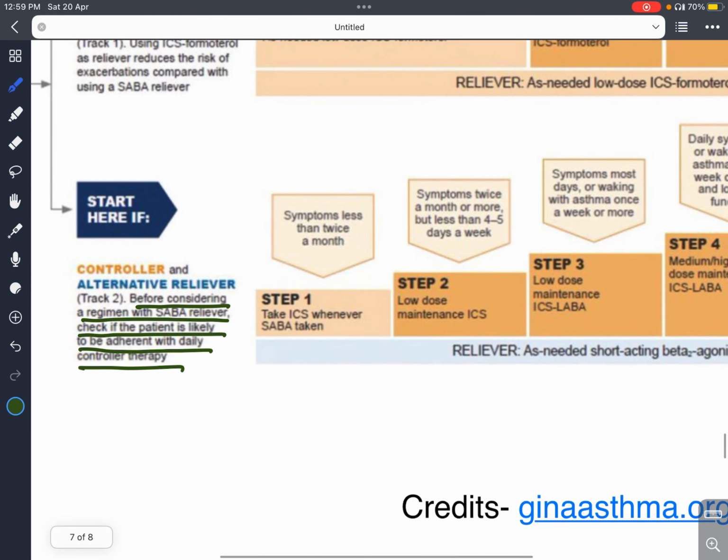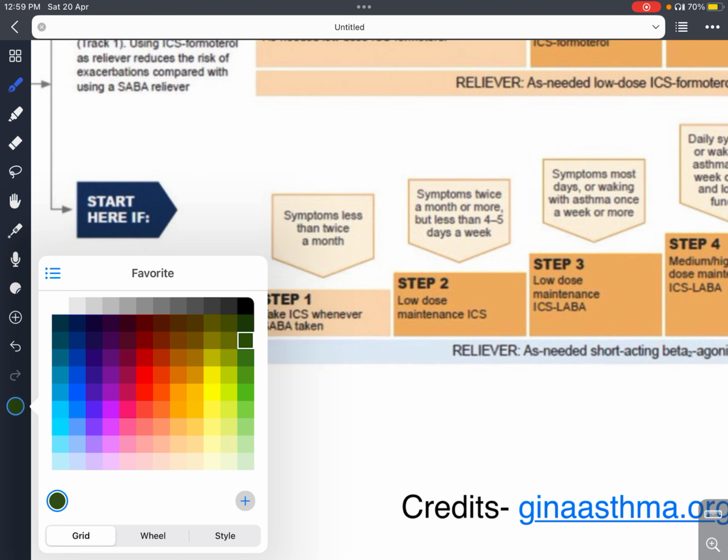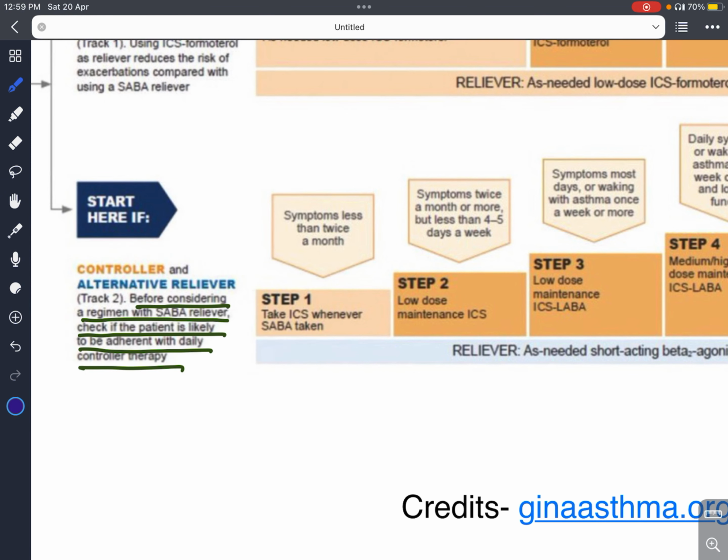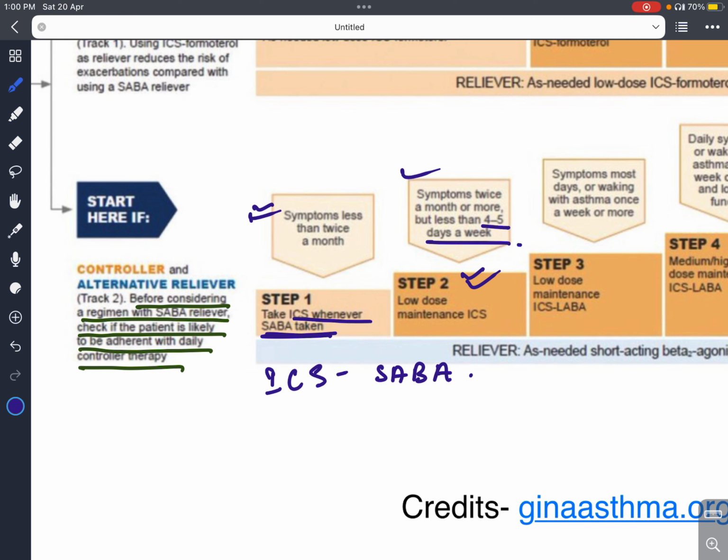In which patients do we use step 1? We use step 1 in patients who have symptoms less than twice a month. Here we take ICS whenever SABA is taken. So we take ICS and then we take SABA, whereas in track one we were taking ICS with formoterol. Now in step two, in whom do we give it? If the symptoms occur twice a month or more but less than 4 to 5 days a week, then we go with step two. Here we have low dose maintenance ICS.